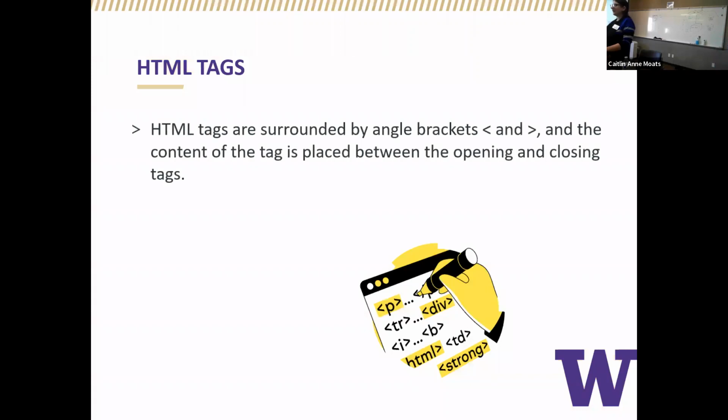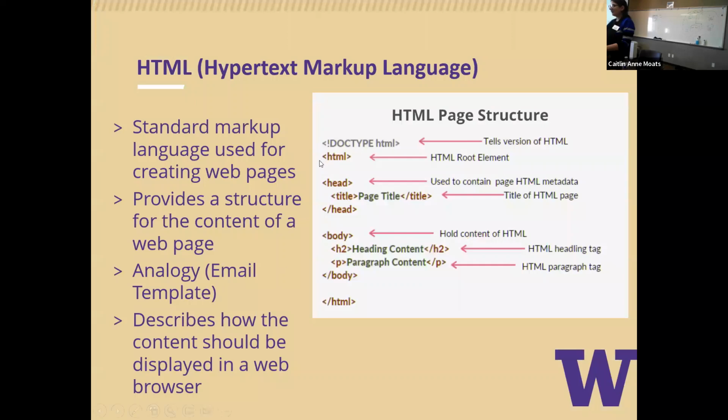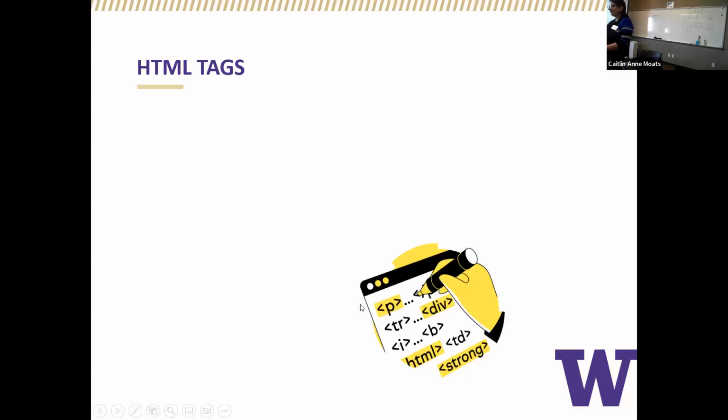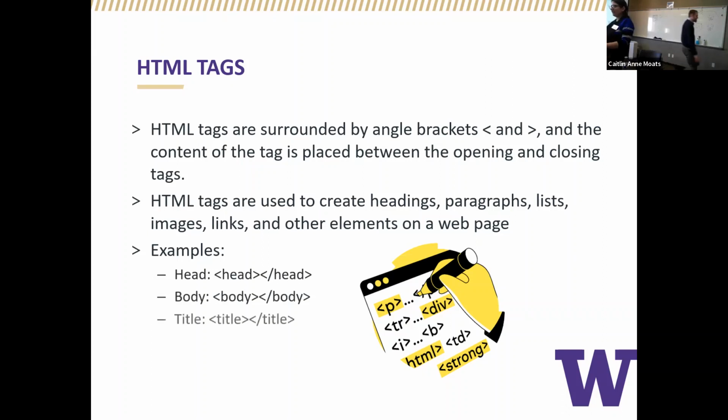Moving on to the HTML tags, these are surrounded by angular brackets, and the content of the tag is placed between the opening and the closing tag. A tag is opened with an angular bracket, and in order to close the tag, we have to incorporate a backslash and then close the tag. HTML tags are usually used to create headings, paragraphs, links, images, and other elements of the web page. Some examples of the tags are the head tag, the body tag, which displays the body of the content, the title tag, which would display the title of the content.